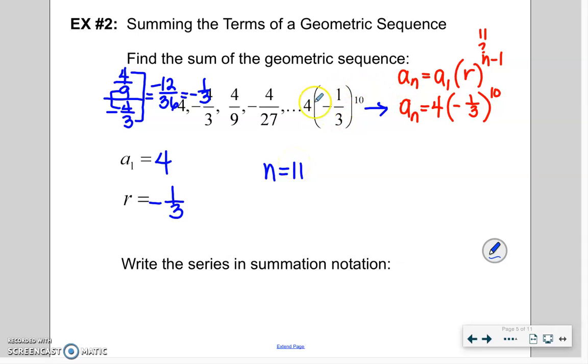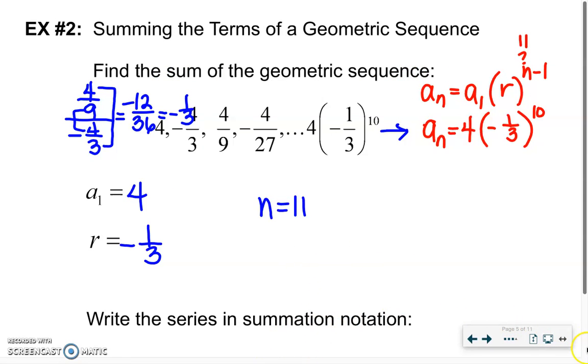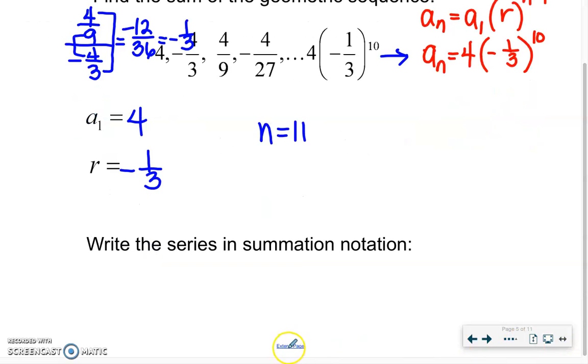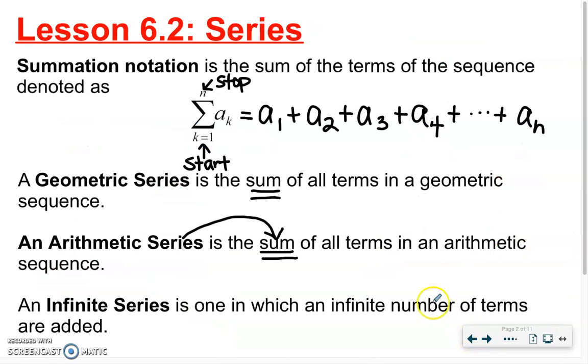Okay, and again, that's just using the explicit formula and what we know about where the first term, the r value, and the n value go from the last lesson. Okay, so now that we have those three things, we can move on. The next thing we have to do is write the series in summation notation. So what that means, let me go back real quick, is we want to write it with this sigma symbol, okay?